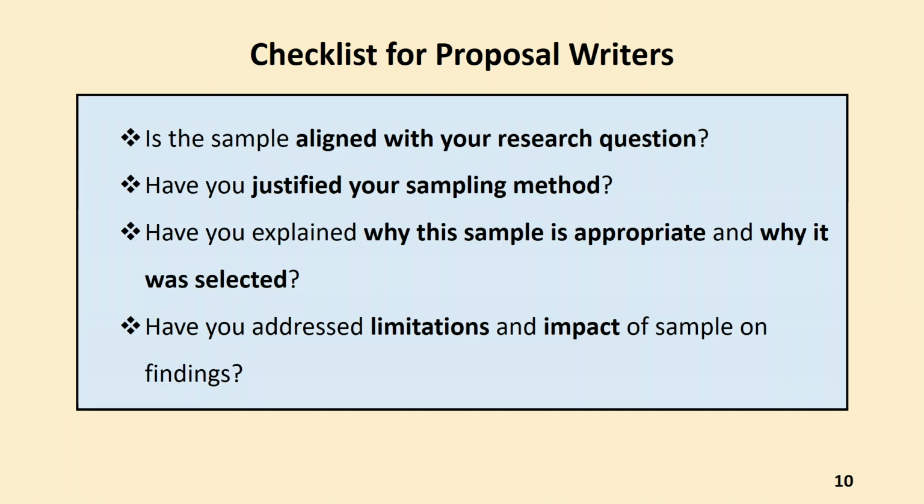Checklist for proposal writers, very important. You can make a note of this also: whenever you are writing your proposal, these are the things that you have to do. First, is the sample aligning with your research question? You have to see it very minutely, that whatever sample you have selected is aligning with your research question, what you are intending to find, what you are intending to inquire. Second, have you justified your sampling method?